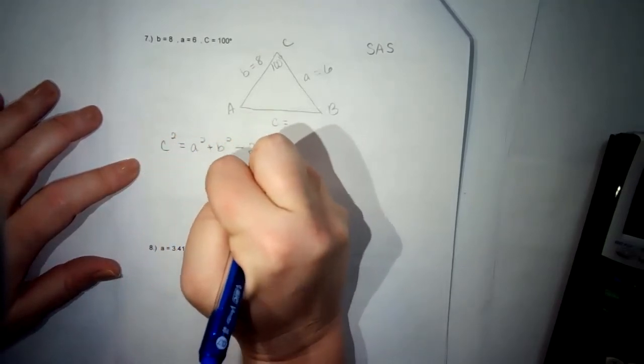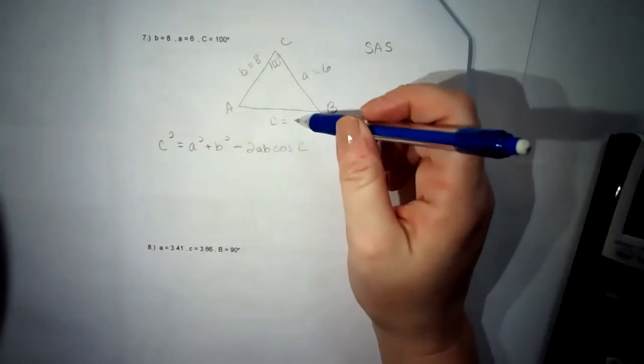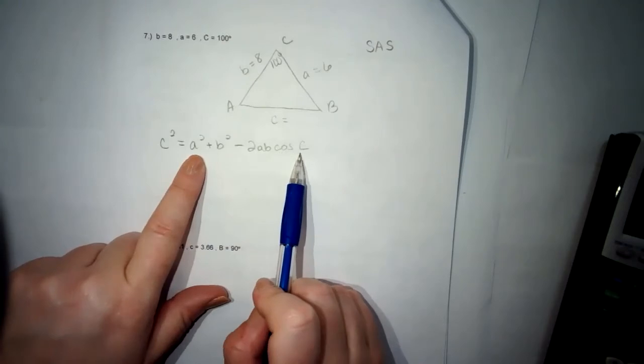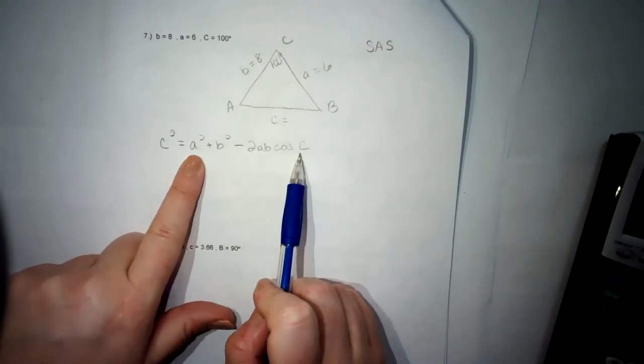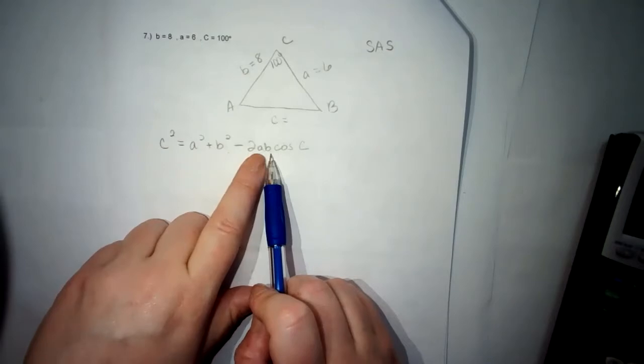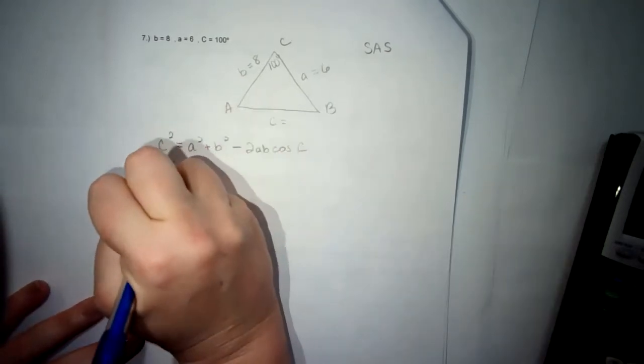You're going to choose this one for 2 reasons. First reason, because that's the side you need. The second reason, look at everything that's on the right. You have all that information. You have A, you have B, you have A, you have B, and you have angle C. You have everything. Okay, here we go.